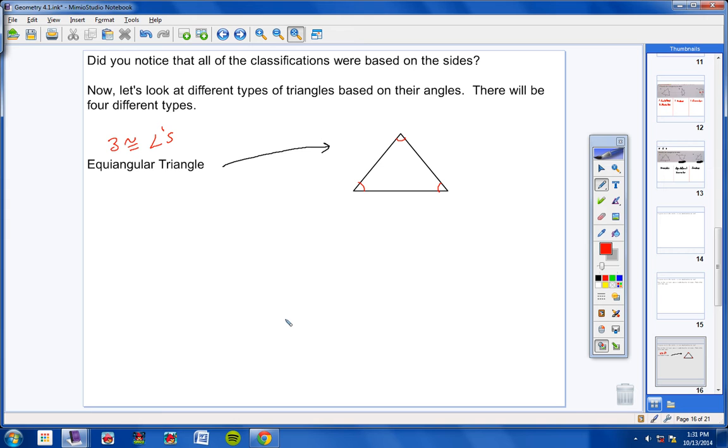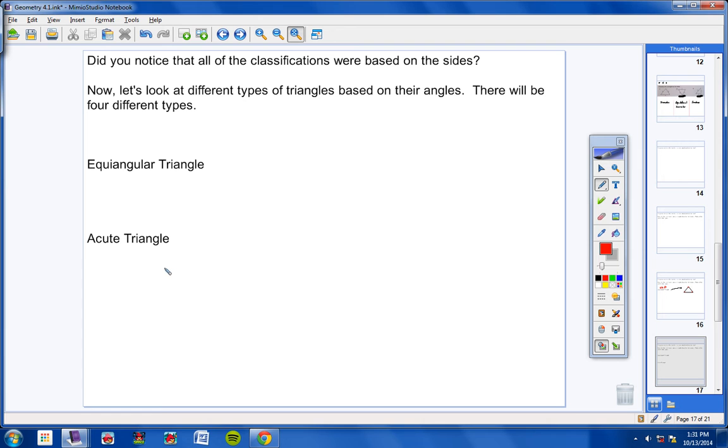I'm not going to ask you to quote the definition. I'm not going to ask you to fill in the blanks or anything like that, but you need to know that an equiangular triangle has 3 congruent angles, and it will look like this here. Okay? All right, let's continue on. You also need to know what an acute triangle is, okay? An acute triangle. Well, here's an acute triangle.